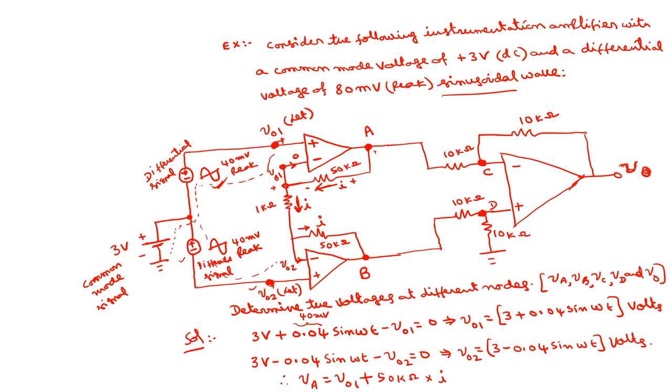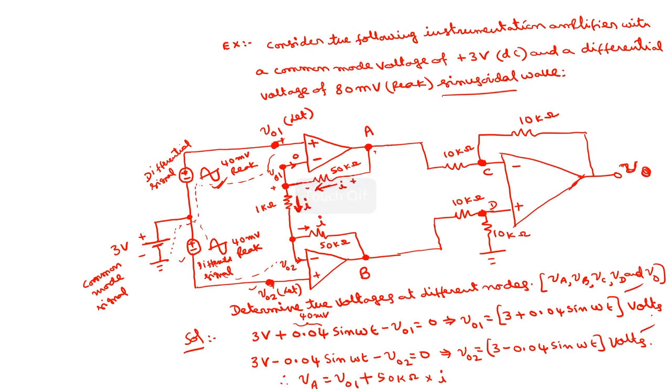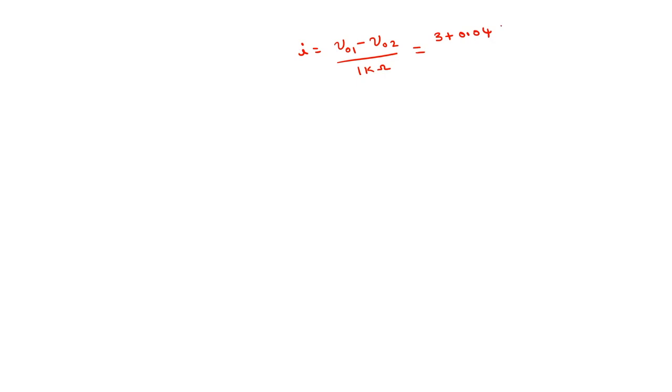I is equal to, this is V01, this is V02, and the current direction is this. So I is equal to V01 minus V02 divided by 1 kilo ohm. V01 is this, V02 is this. So 3 plus is 1, 3 minus is another 1. So 3 plus 0.04 sin omega t is V01, minus 3 minus of minus becomes plus 0.04 sin omega t, divided by 1 kilo ohm. The 3 gets cancelled. This becomes 0.08 sin omega t. This is in milliamps, because the kilo I have taken to the numerator becomes milli. This is the current.